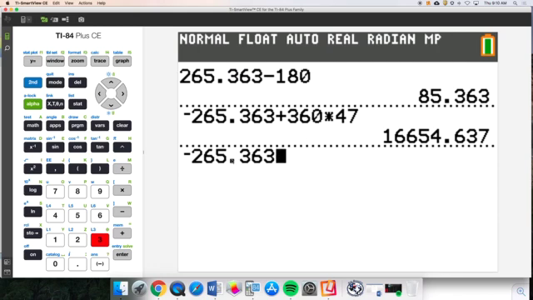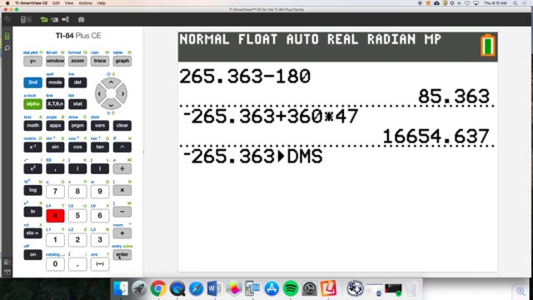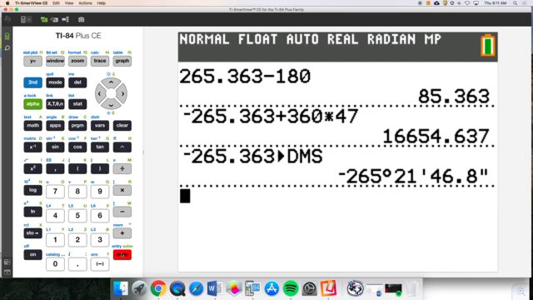So if you want to type that angle in, then you just go to your angle menu, which is second EPS, column 2, row 3, and then select number 4, and there it is. So that's negative 265 degrees, of course, 21 minutes, and then 46.8 seconds. Remember, if there's more than 3 decimals on the seconds, we just report 3 decimals. We don't go down to a smaller unit.